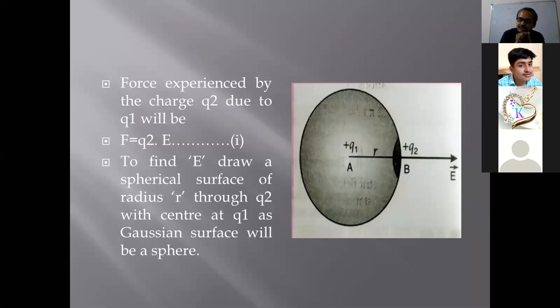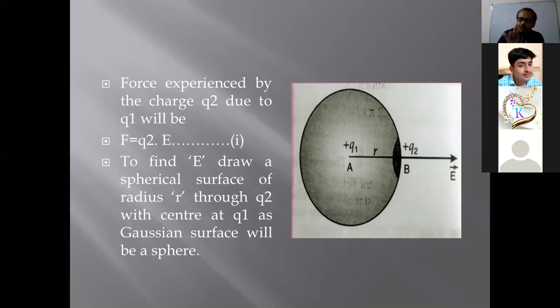Q1 is considered as the source charge and Q2 is considered as the test charge. So Q1 will be exerting a force on Q2, and that force will be equal to the strength of the electric field multiplied by the charge at point B. That means the force will be equal to Q2 multiplied by E. E is the strength of electric field, or you can say electric field intensity.